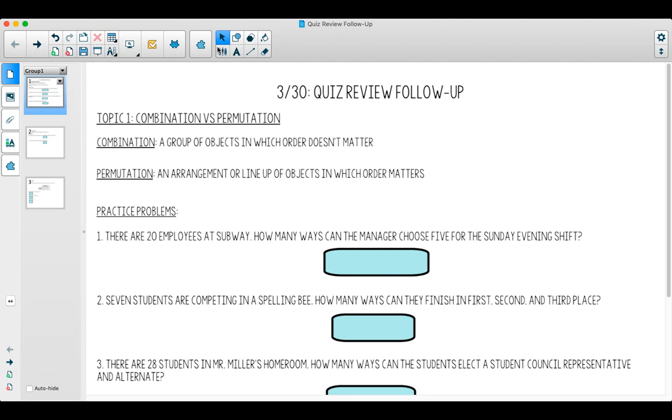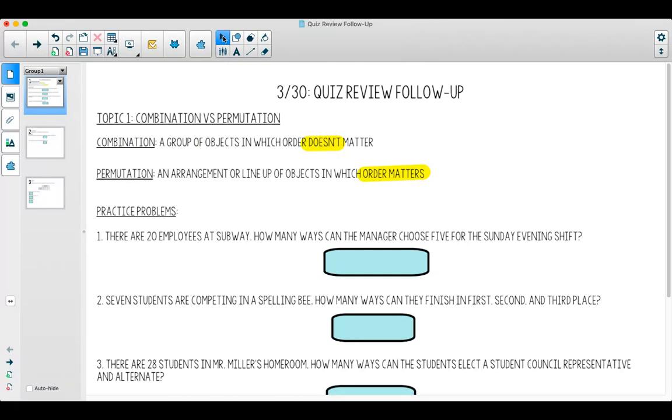So the first one was combination versus permutation. Remember that a combination is a group of objects in which the order doesn't matter. Whereas a permutation is an arrangement or lineup of objects in which the order does matter. So order matters for a permutation, order does not matter for a combination.